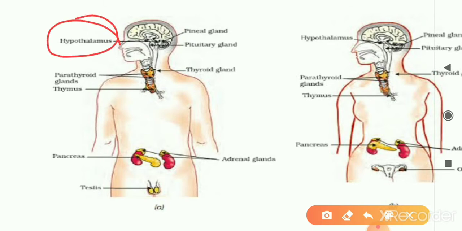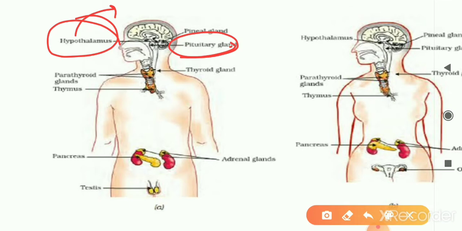Hypothalamus, we can say, is a connecting link between the nervous system and the endocrine system. It is a part of the nervous system, but it has neurosecretory cells that release certain releasing hormones, and the releasing hormones that are released by the hypothalamus regulate the secretion of the pituitary gland.